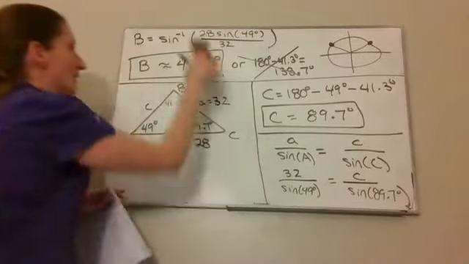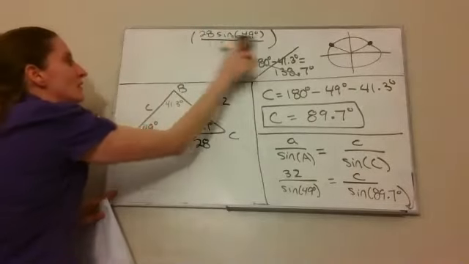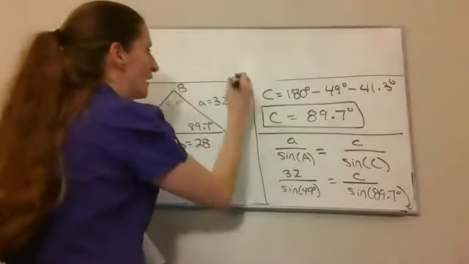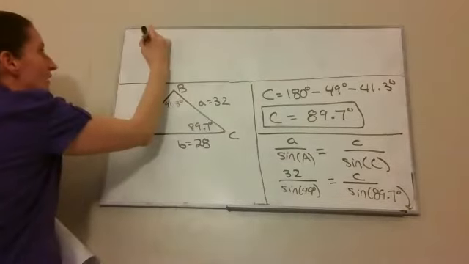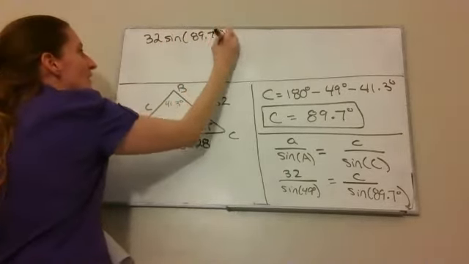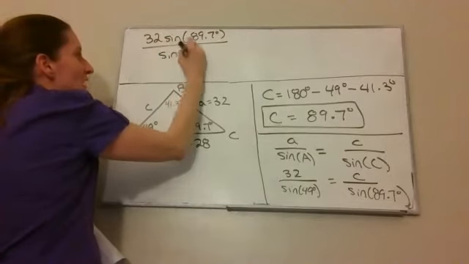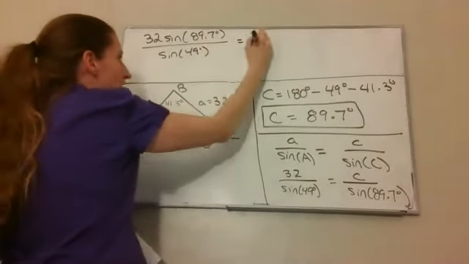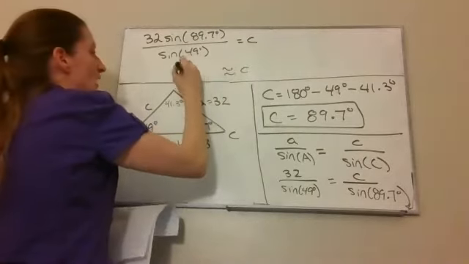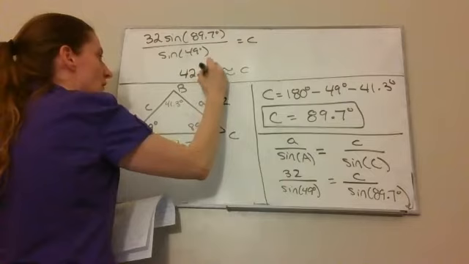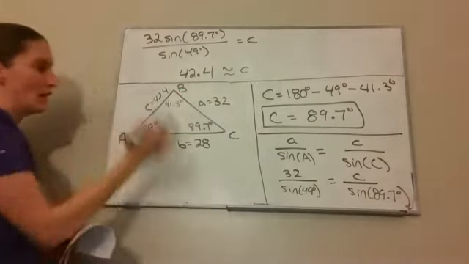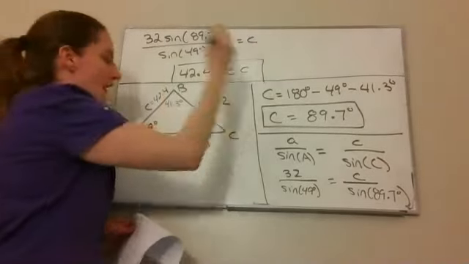And that means that my side C can be found by multiplying both sides by sine of 89.7 degrees. So 32 times sine of 89.7 degrees divided by sine of 49 degrees is equal to side C. And to one decimal point, that is 42.4. So C is 42.4, and we've finished solving that triangle.